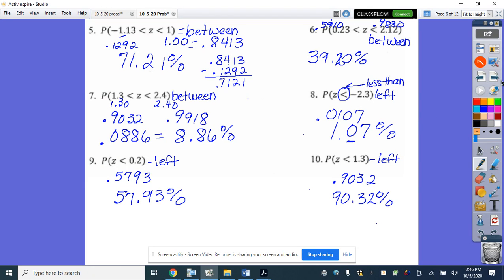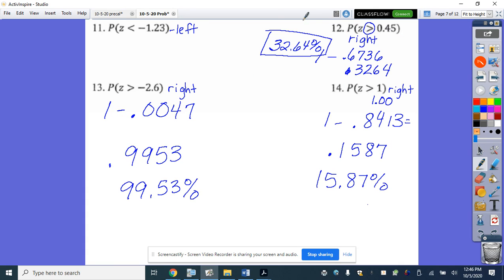Okay. Some of those on the next page, this is what is to the left, this is to the right. So I have to do 1 minus whatever number I get off the chart. On this one, I'm going from the right, but I also have to add that 0. On this one, I have to add 2 zeros because I'm missing both my decimal places.